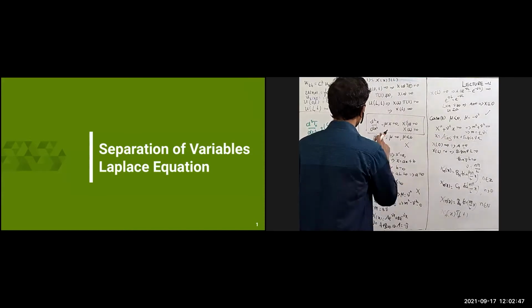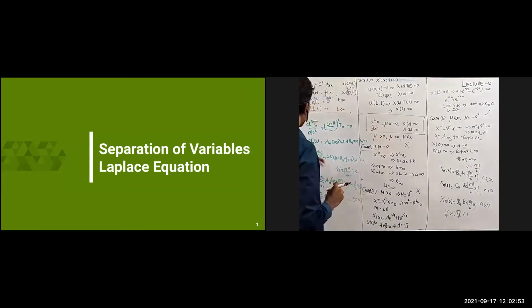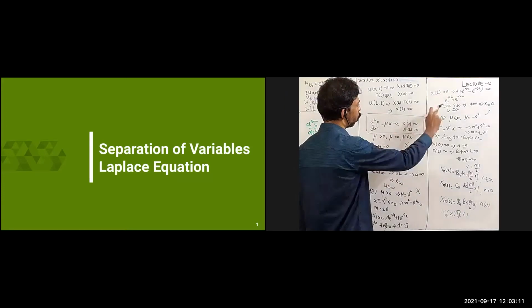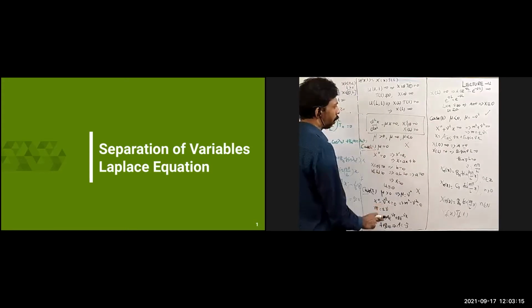Then I separated them into two families of ODEs. One is X'' minus ν X. In the case of the heat equation, it will be T' equals some constant c² ν T. In the case of the wave equation, it is going to be T'' with the square. Then for this problem, we discussed different cases: ν equal to 0, ν greater than 0, ν less than 0.